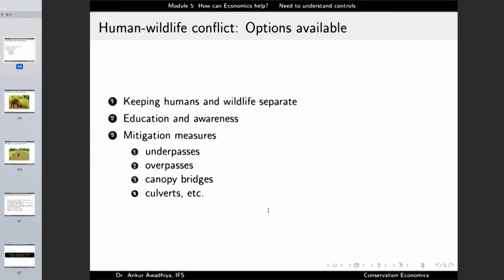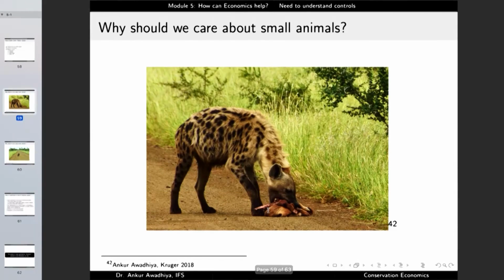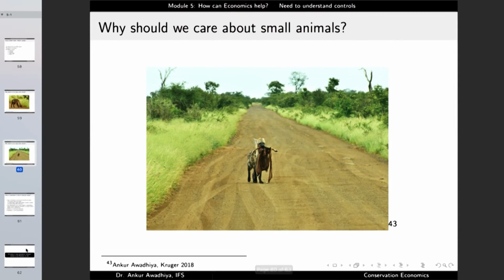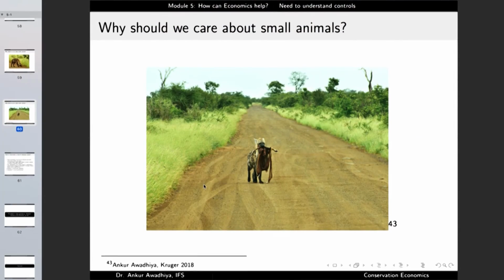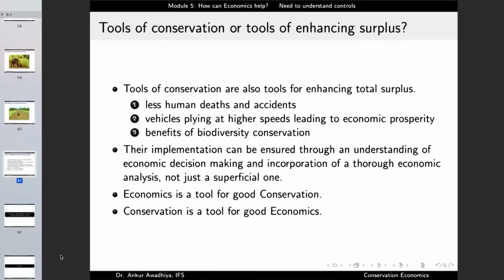And do we need to have these mitigation options at all places, even for smaller animals? The answer is yes. The ecologists would say yes. These smaller animals play a very big role as scavengers, and if these animals were not there, then we will have a very big problem of dead animals that are not being disposed of.